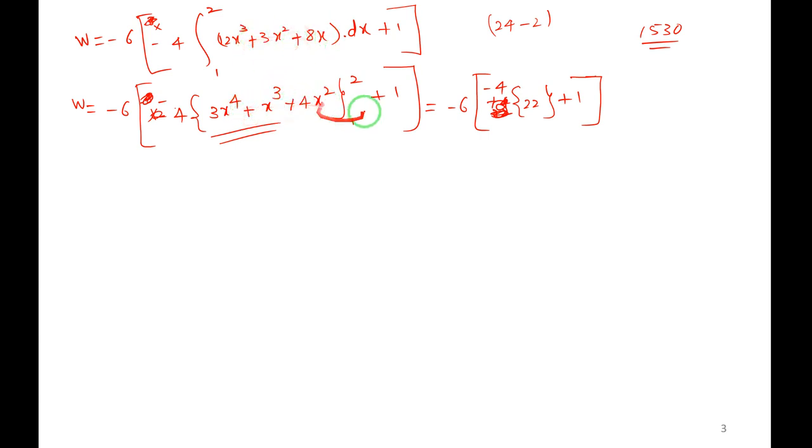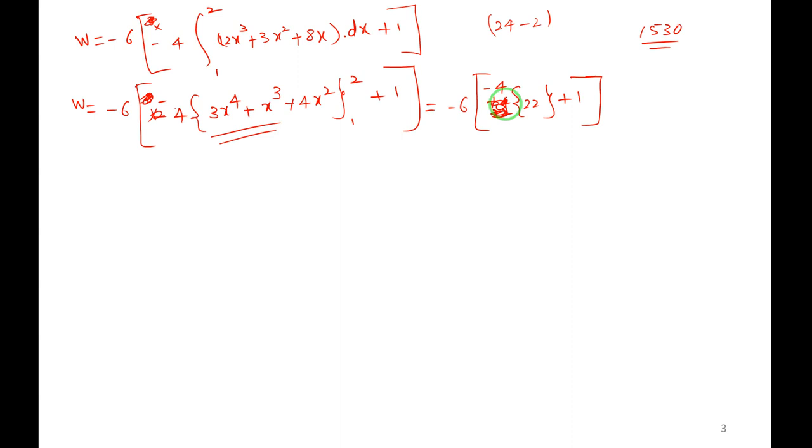Plus. Okay, now I will make the equation and I'll substitute upper limit minus lower limit. This minus 4 as it is. So I'll make the equation: 3x to the power of 4 plus x cube plus 4x square.